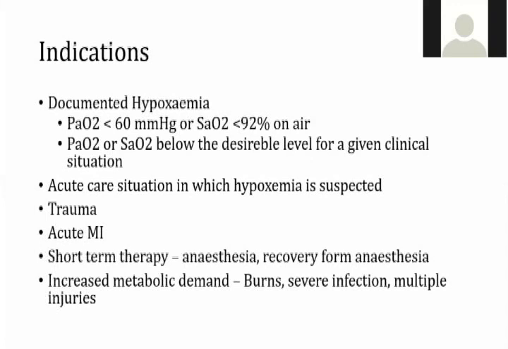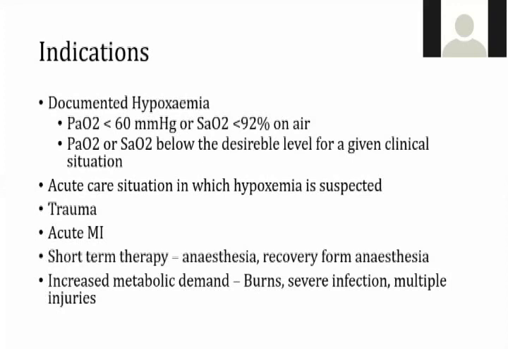So when you have a reduction in the oxygen in the blood, which we generally talk about in terms of PaO2, which means the partial pressure of oxygen, got it? When it is less than 60 millimeters of mercury, we call the patient hypoxemic. Or if you talk in terms of saturation, which is SaO2, when it is less than 92 on normal air, we call the patient hypoxemic. So for a patient like that, you need to give supplementary oxygen.